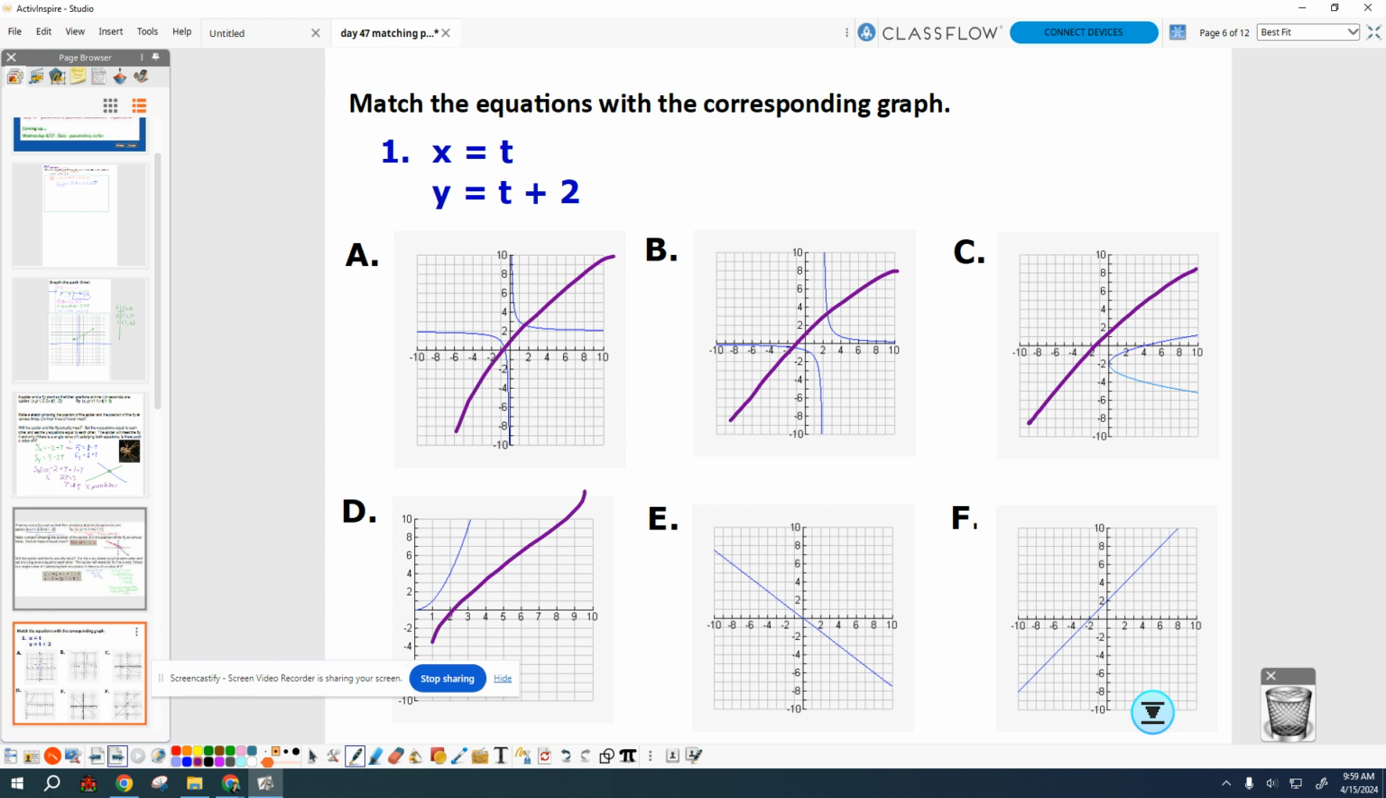So it's either E or F. William, how did you know which one it was gonna be? I know it's this one because it's increasing. That one's decreasing.